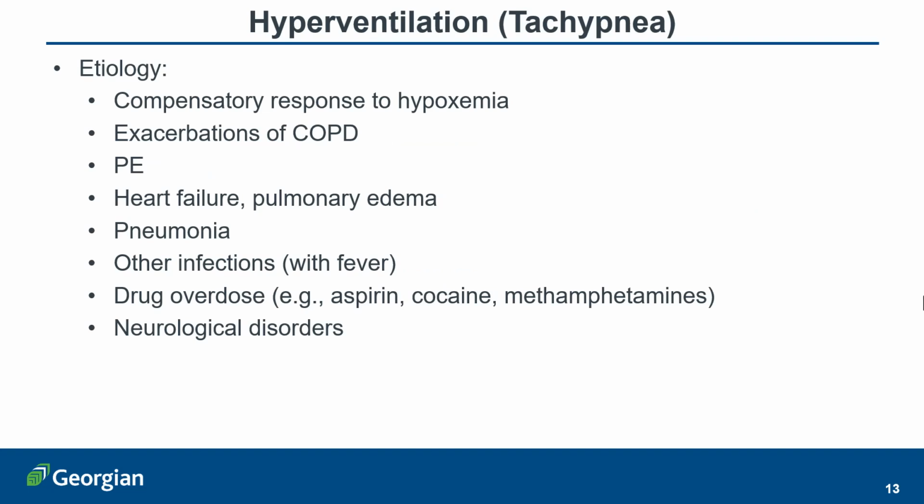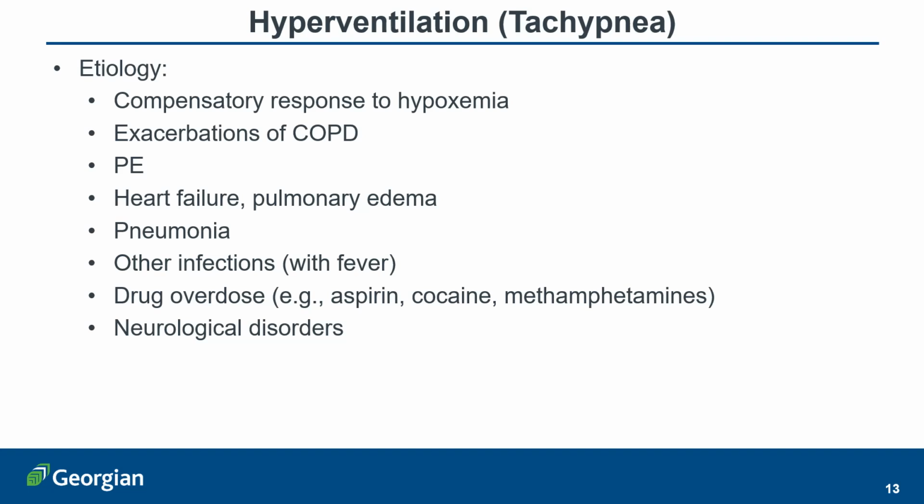What about the causes of hyperventilation or tachypnea? They could be a compensatory response to hypoxemia, or when you're exercising vigorously, that would be anticipated. Also, in acute exacerbations of COPD, that can cause hyperventilation. Usually COPD causes hypoventilation, but in this case it can also swing towards hyperventilation, especially in an acute exacerbation. A pulmonary embolism can cause hyperventilation and tachypnea. Heart failure and pulmonary edema can cause hyperventilation as well, and certainly dyspnea.